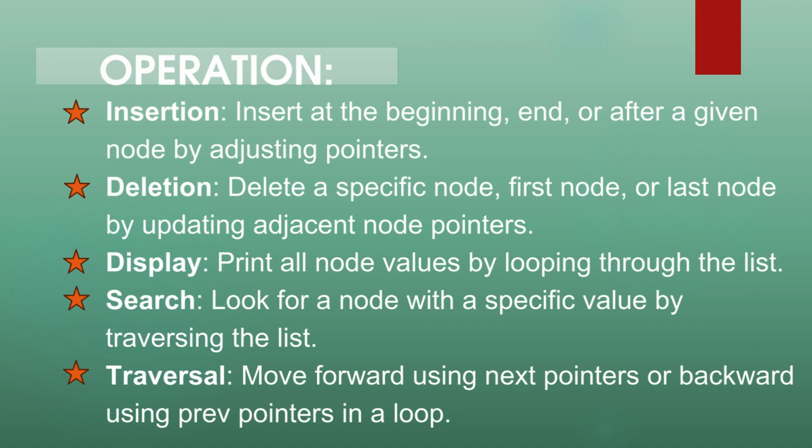Third is display. Print all node values by looping through the list. Fourth is search. Look for a node with a specific value by traversing the list. And traversal: move forward using the next pointer or backward using the previous pointer. These operations make the circular doubly linked list flexible.